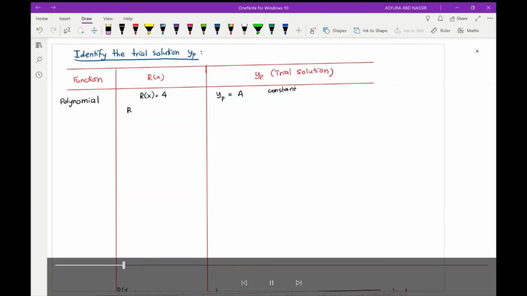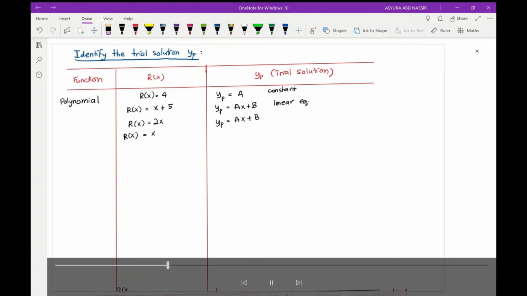Next, let's say r(x) is x plus 5. This is a linear equation, so your yp will be the general form of a linear equation, which is ax plus b. Next, r(x) is 2x. Even if you have just 2x, your yp is still the general form of a linear equation, so you use the same yp as before, ax plus b. That covers both linear examples.